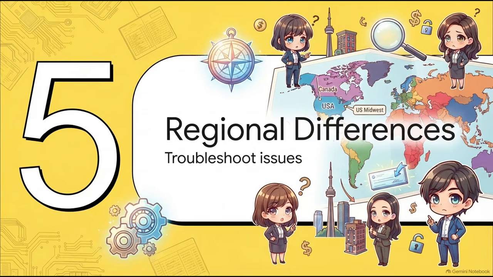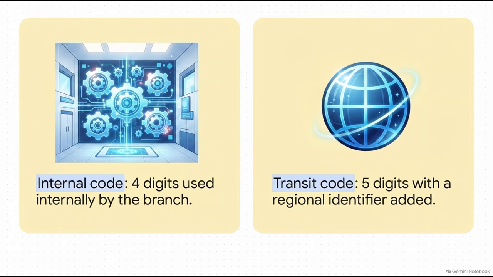So we've covered the basics, but the financial world absolutely loves its exceptions. Let's move to Section 5, Geography and Account Differences. This is the troubleshooting segment where a lot of people accidentally get tripped up. Now, what's really interesting about this slide is a very specific quirk with BMO Canada. BMO internally refers to its branches using a 4-digit code. However, the external clearing network requires a 5-digit transit number.